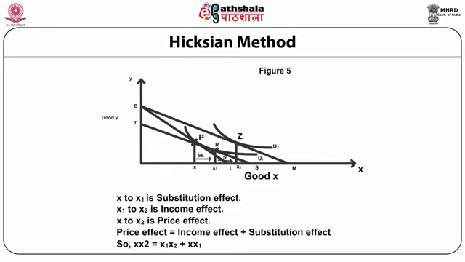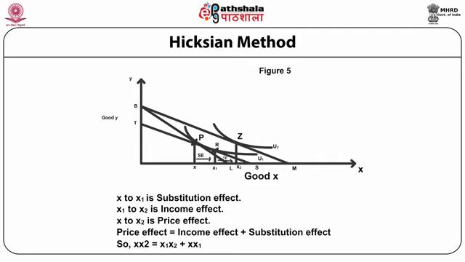Now what will happen is that the new equilibrium will be formed at a new point, that is point Z. At point Z, the consumer consumes OX2 of good X. Now the movement from point P to point Z is known as price effect, because here, with the change in the price of good X, its demand has also changed. In this case, with a fall in the price of X, its demand has increased.